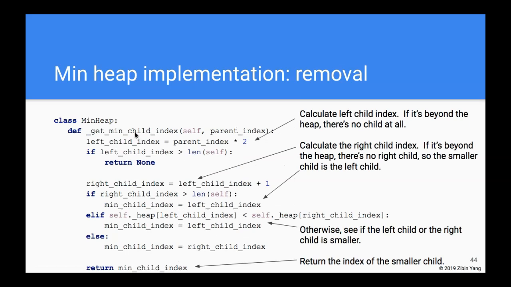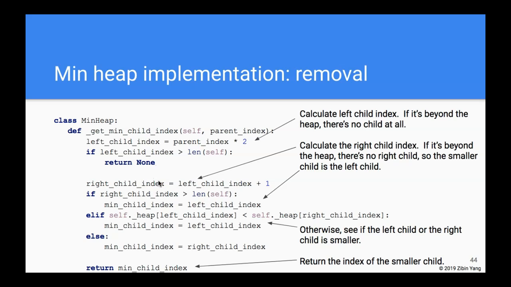Finally, let me explain a little bit of what the get min child index does. So it takes a parameter that is the parent index, and it just checks the left and the right child, right, and figures out which one is smaller. Now there are some boundary conditions we have to consider. The first thing we want to do is figure out what the left child is, and that's just the parent's index multiplied by 2. Now, if the index goes beyond the end of the heap, then there's no left child, right? And so we return None to indicate there's no child.